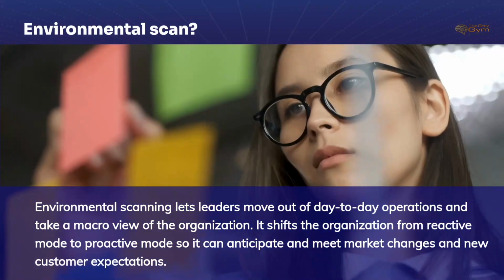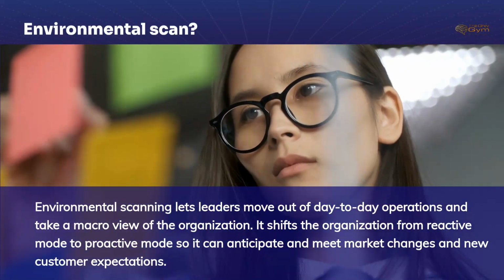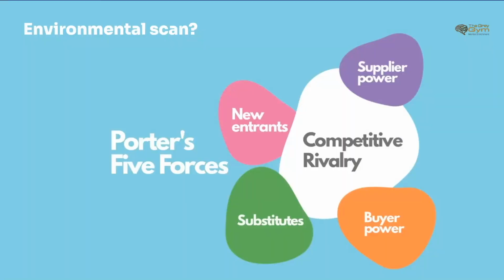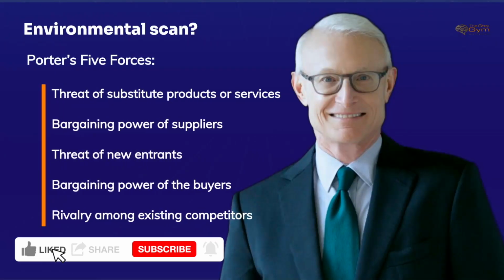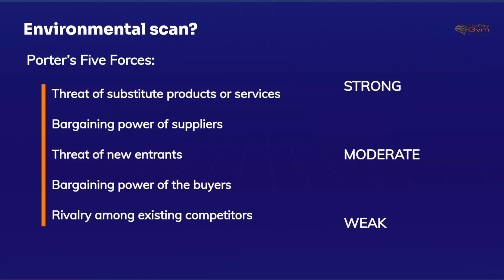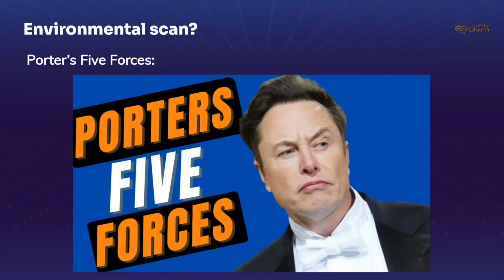Now, there are several ways to conduct a scan for external factors impacting your business or which may impact your business in the future. The most popular is Porter's 5 forces. Porter first described this model in a 1979 Harvard Business Review article. He outlines forces outside a business that significantly impact its performance and operations. Those factors are a threat of substitute products or services, bargaining power of suppliers, threat of new entrants, bargaining power of the buyers, and rivalry among existing competitors. This kind of analysis can offer a quick assessment of your business, with each area given a rating of strong, moderate, or weak. To learn more about Porter's 5 forces, I have a detailed video on my channel, so make sure to check it out if you need to.